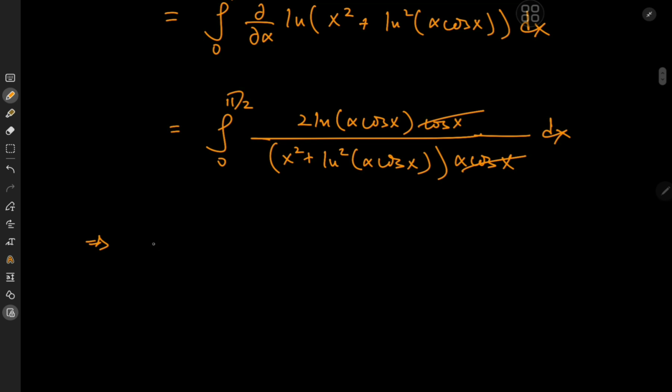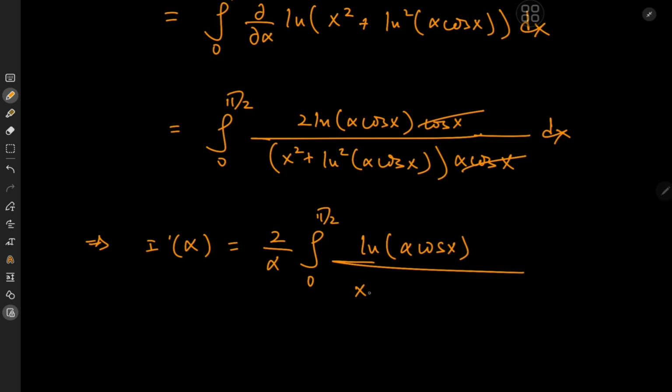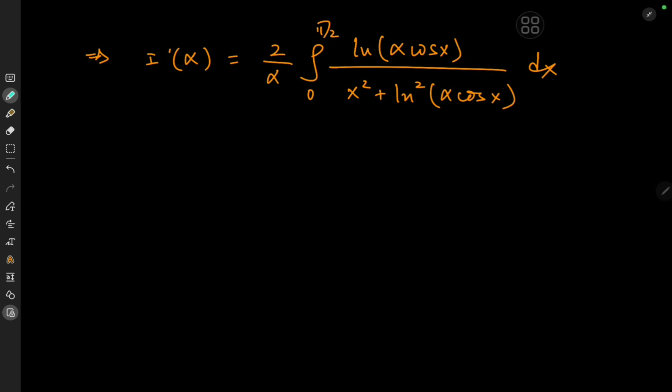And this implies that the derivative of I with respect to alpha equals 2 divided by alpha times the integral from 0 to pi by 2 of the logarithm of alpha cosine x divided by x squared plus log squared alpha cosine x dx. Now, I admit that this new integrand doesn't really look all that good. It's just as bad, if not worse, than the integrand we started off with.